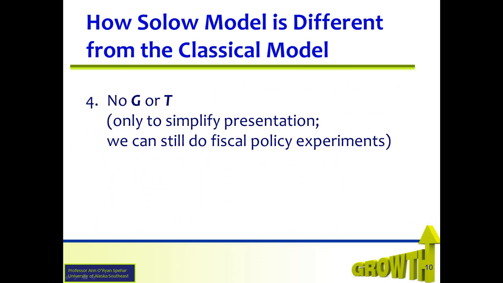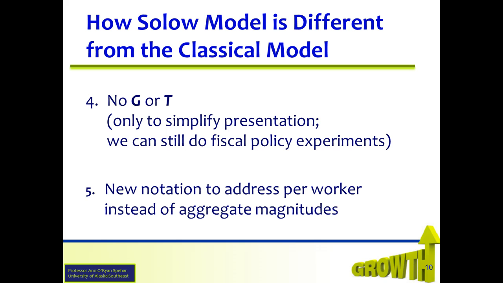We will have no government, and so that means there will be no taxes as well. This is to simplify the model. We will analyze fiscal policy later, but for now we keep the model simple. We will also use new notation to create a model that is in per worker units instead of the aggregate magnitudes for the economy as a whole.